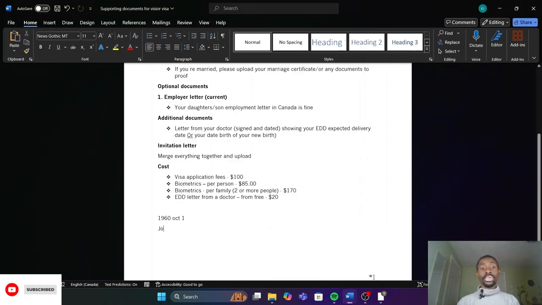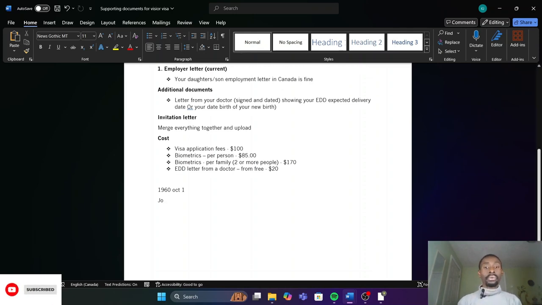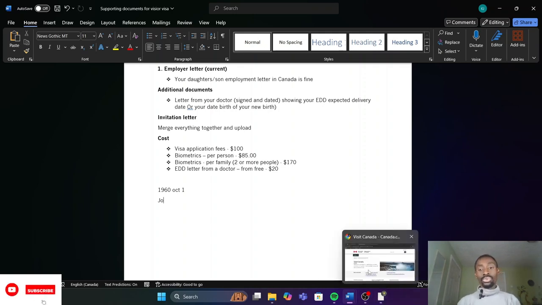So next is the cost of the visa. The cost of the visa application is $100, and the biometric fee is $85 Canadian dollars per person. For the EDD letter, in my own case, our doctor collected $20 from us, so yours might be free. Depends. So let's dive into the visa application.